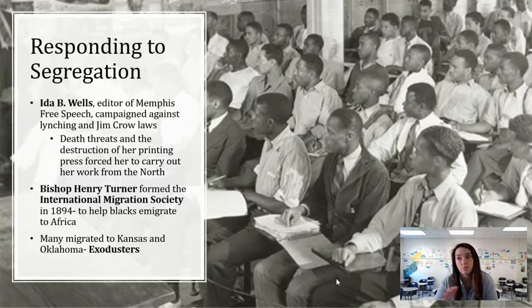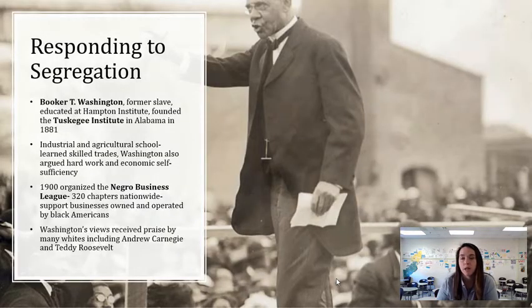Eventually, the Great Migration will occur in World War I. It'll allow African Americans to escape the discrimination. Well, to a certain extent. The North still discriminated against African Americans for sure. One of the civil rights leaders of this period was Booker T. Washington. He was a former slave. He had the opportunity to become educated at Hampton Institute, and he founded the Tuskegee Institute in Alabama in 1881.